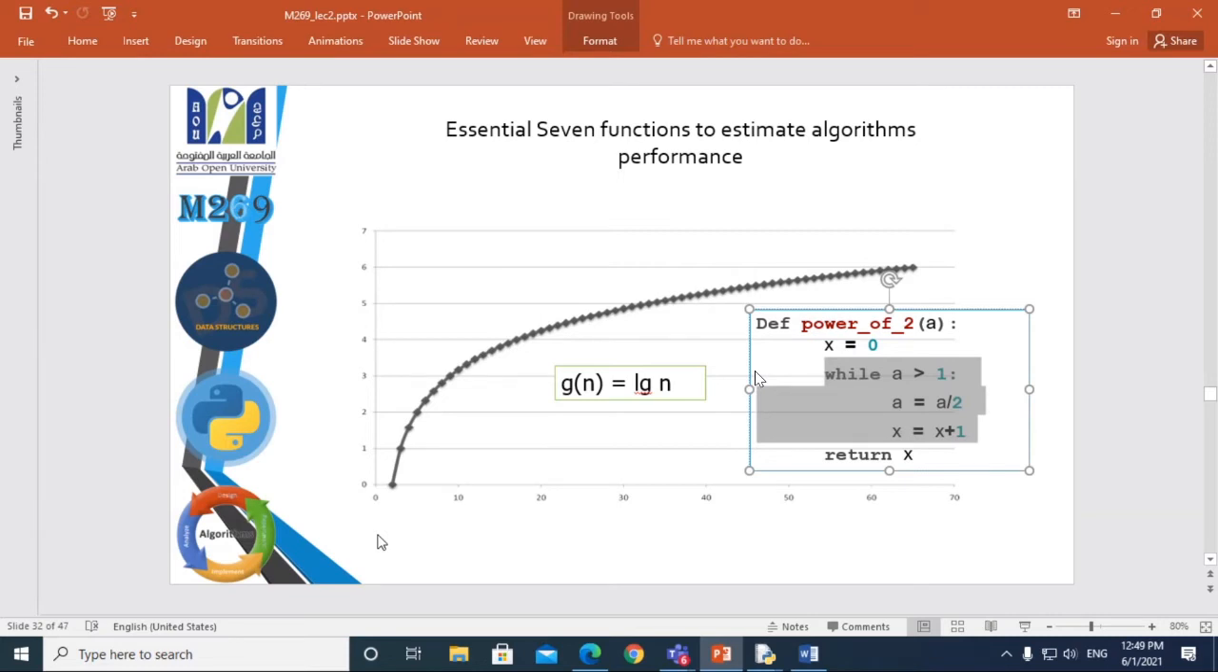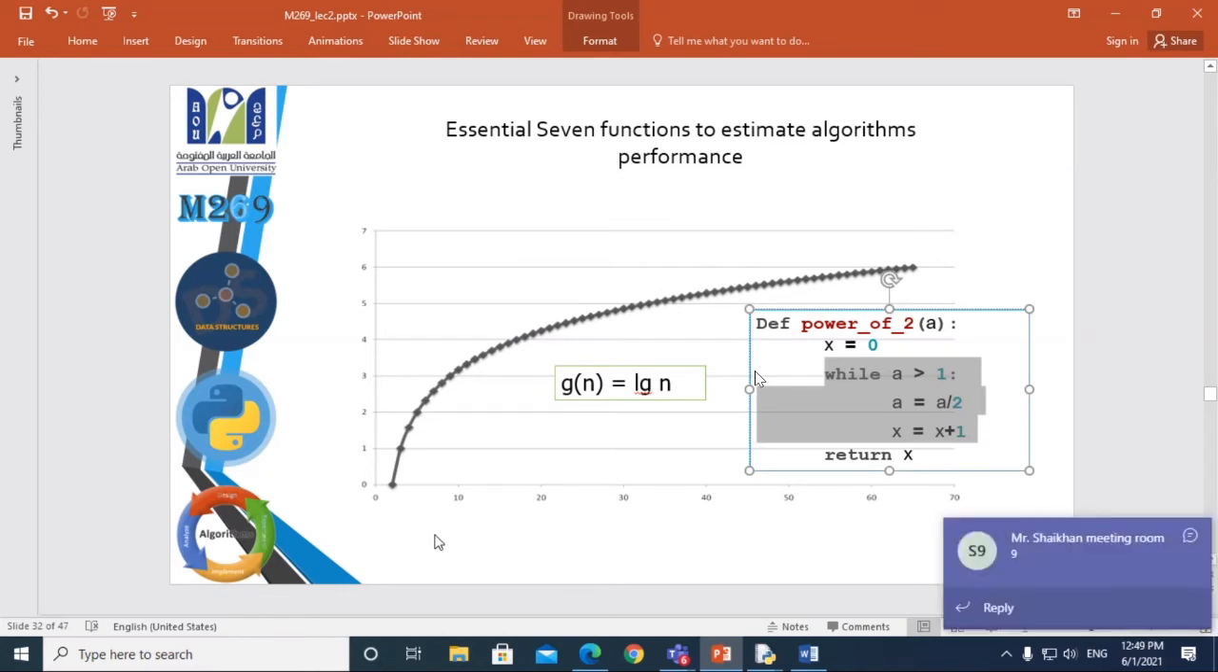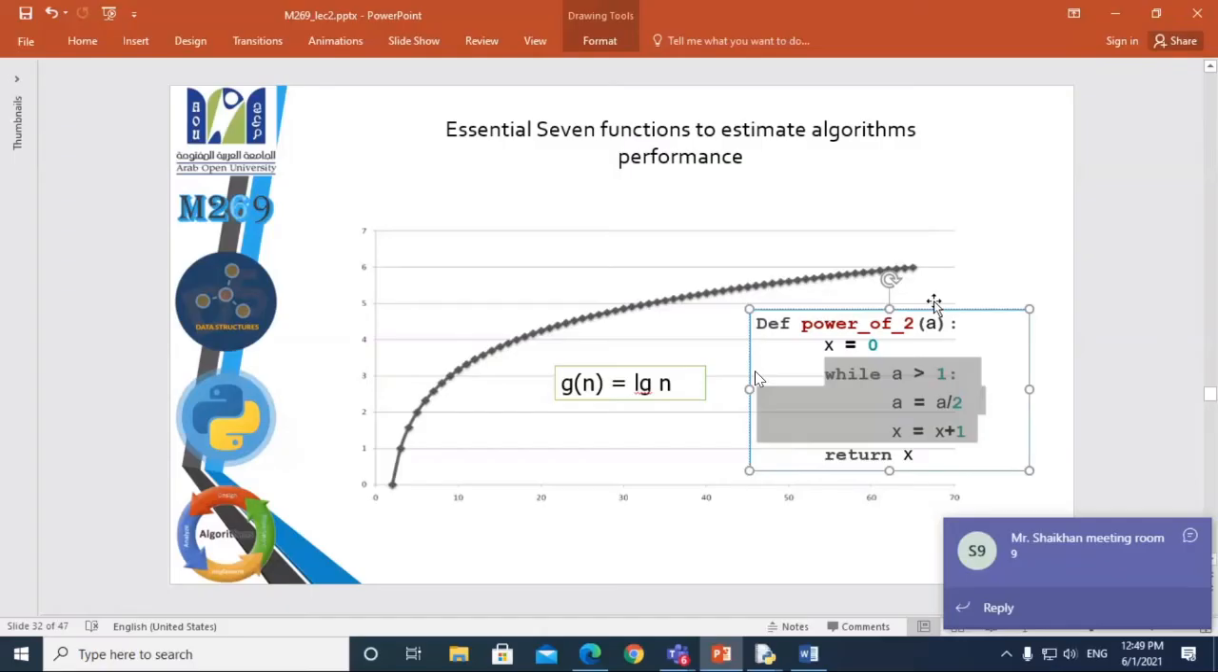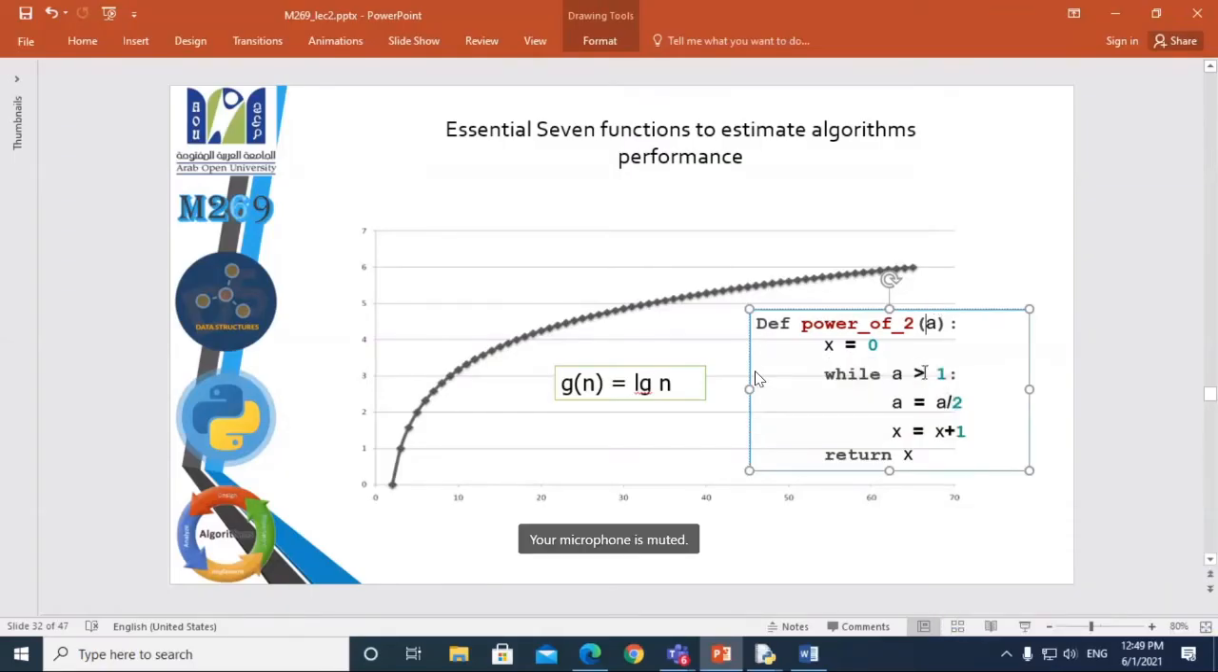Only 2, 9 and 3. 9, 9. Right. Now let's see. A is greater than 1. Enter loop.